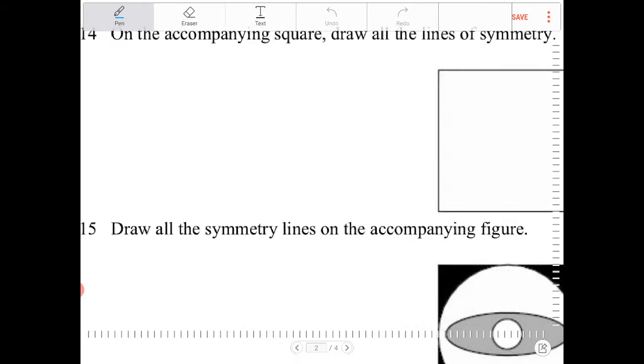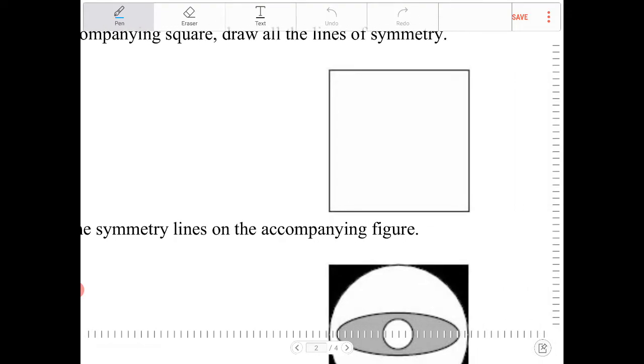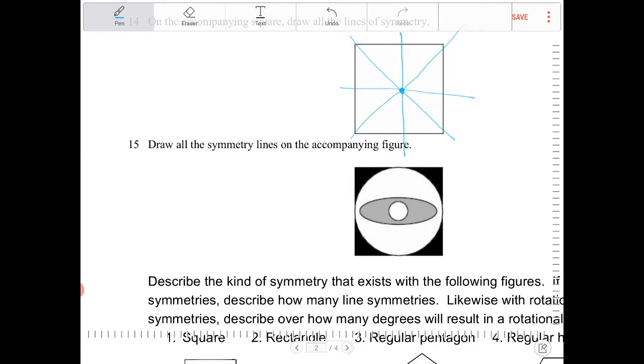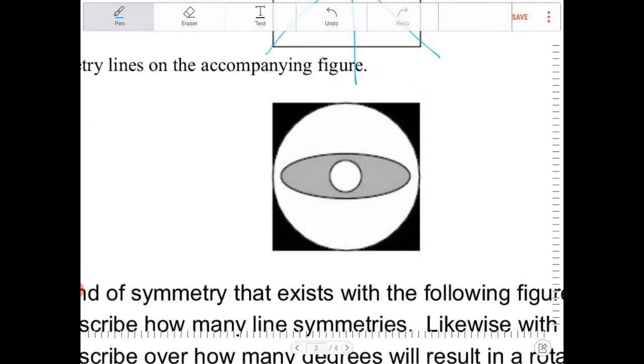Number 14 reads, on the accompanying square, draw all lines of symmetry. So that's 1, 2, 3, 4. And that right there is a point symmetry. Draw all lines of symmetry on the accompanying shape. So I see there's this, and I believe that's it.